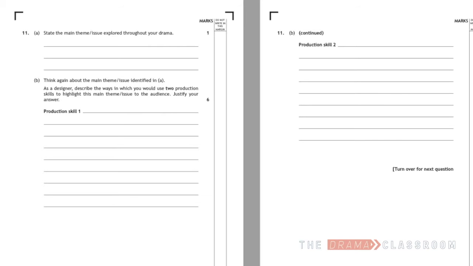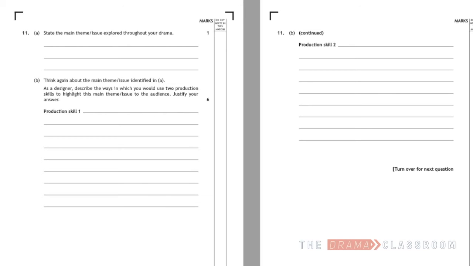Now it says state the main theme or issue explored throughout your drama. So first of all, we need to know exactly what the main theme or issue actually is in order for us to be able to answer the second part of this question. Okay, now just to put it really simply, themes and issues just now. Theme is sort of the overarching what is going on in the play. Issues are conflicts that actually arise with the characters.